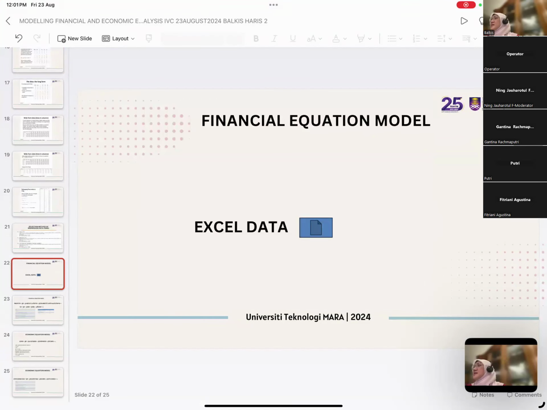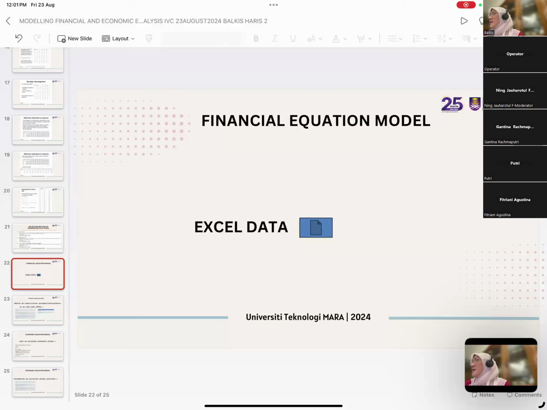I think, who is the host? Who's the host? Ning. Ning? Yeah, Doctor. Yeah, Ning. Sorry, I need to turn off my camera because the signal is not good here. Alright, Ning. I think I'm done with the presentation.